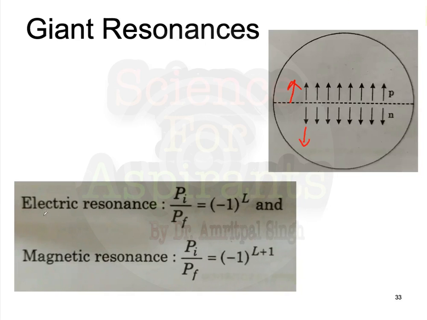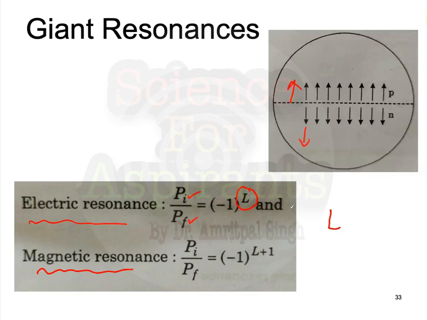And this giant resonance can be an electric resonance, depending upon how the parity of the initial and final state nuclei is changed, or it can be due to magnetic effects, and that we can also calculate from (-1)^(L+1). So it depends upon how the value of the angular momentum L is changed when these protons and neutrons change their orbitals from the ground state to excited states.